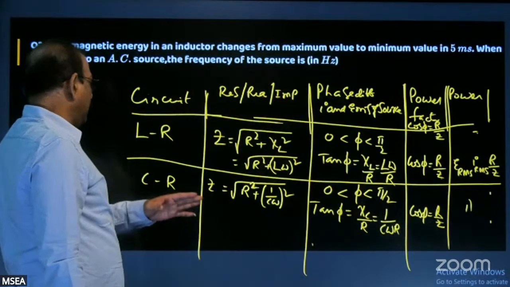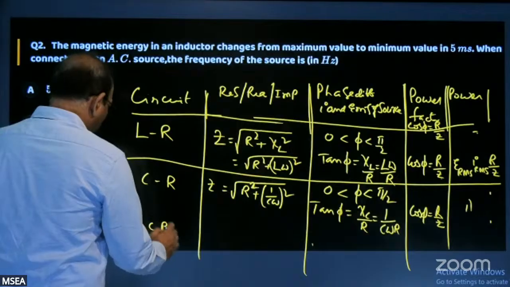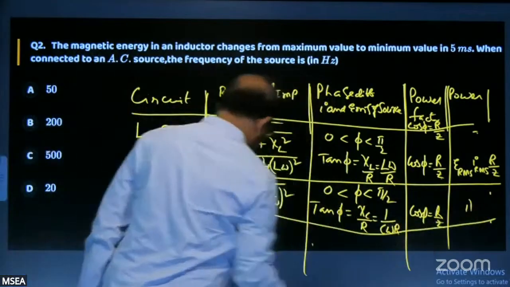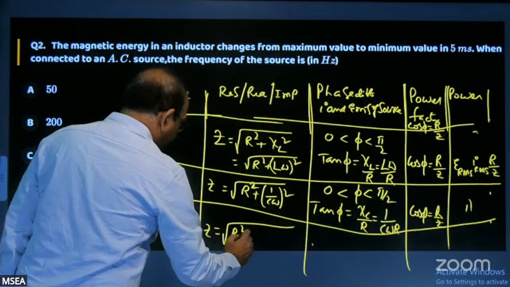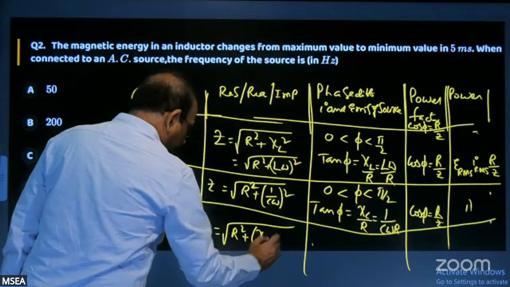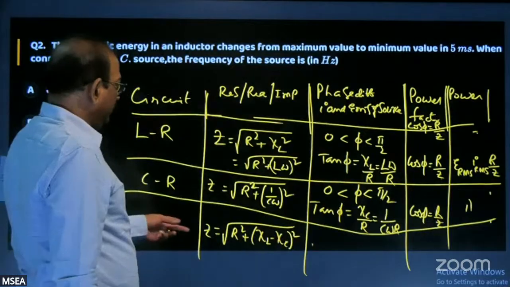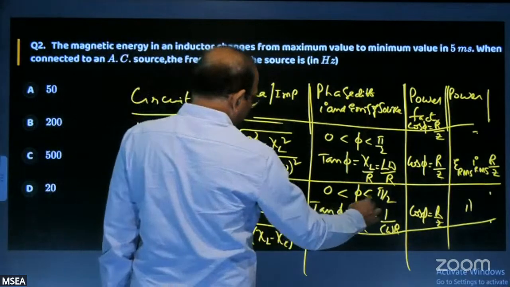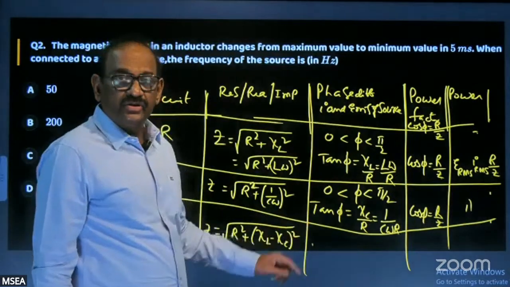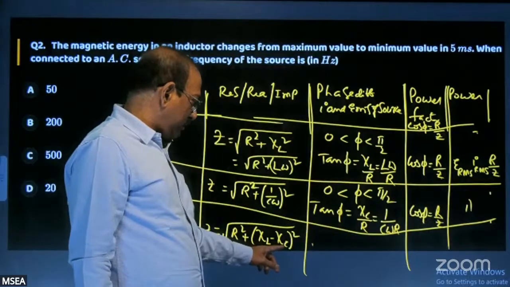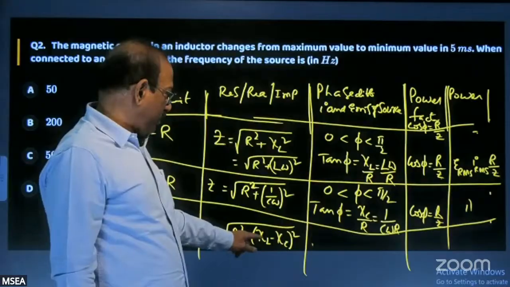And the last, the LCR circuit. In this circuit, impedance is root R square plus inductive reactance minus capacitive reactance whole square. For the phase difference, if the LCR circuit is in resonance, that is, inductive reactance and capacitive reactance are equal, then this LCR circuit is in resonance.